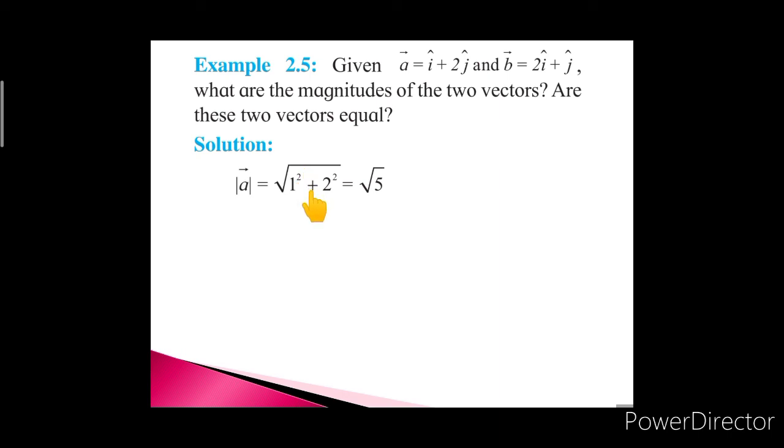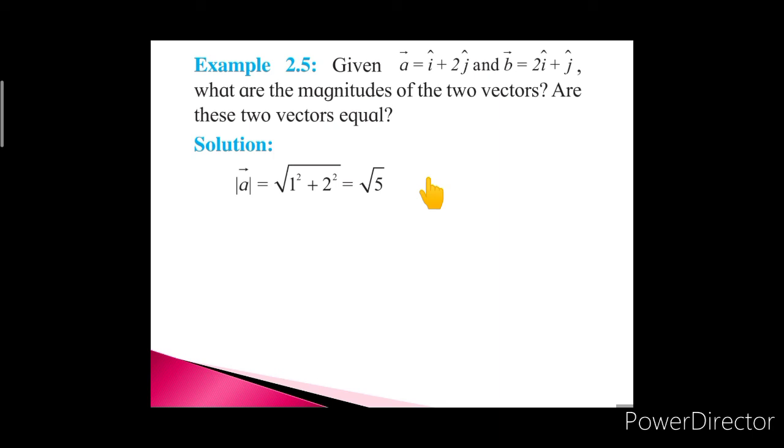Then put a sign of plus. Then the magnitude along the y-axis is given as plus 2. Take the square of this magnitude, so it is written as 2 square. Then in the next step, we take the square root of 1 square plus 2 square. As 1 square is 1 and 2 square is 4, 1 plus 4 is 5. So the square root of 1 square plus 2 square gives the result square root 5. So this square root 5 is the magnitude of vector A.